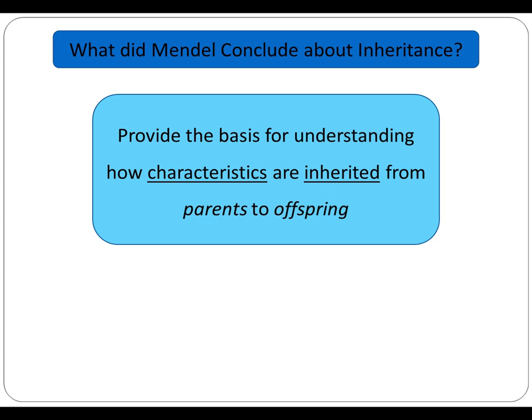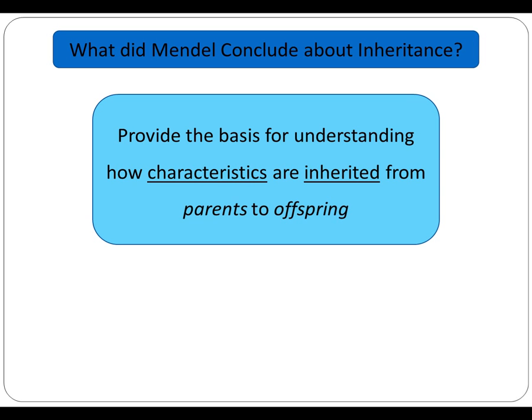You said these pairs separated when? During the formation of, the word I have there is gamete, but during the formation of, what he was looking at, the plant egg and the plant pollen granule, the gamete. You could say gamete, or you could say pollen and egg. You want to be specific to the plant. Is that okay? Got it?